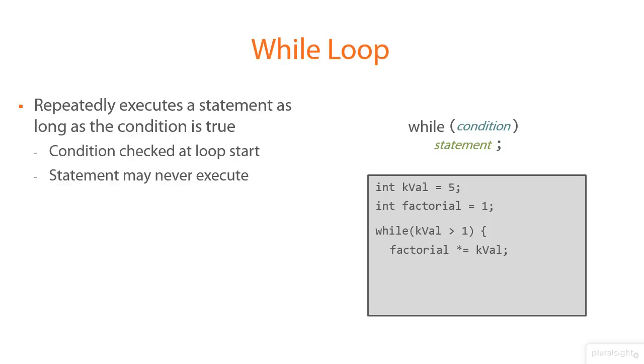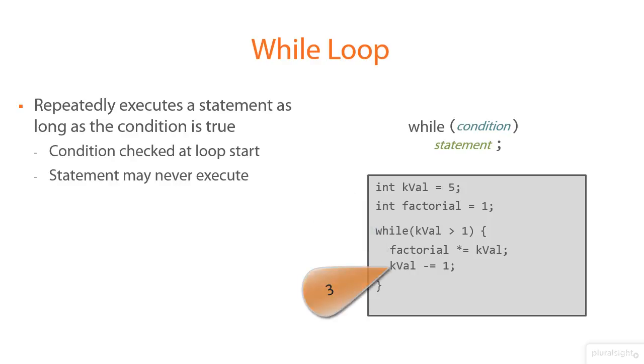So the first time into this loop, factorial is 1, kval is 5, so factorial becomes 5, 5 times 1. Then we reduce kval by 1, kval minus equals 1, making kval 4 now. It goes back up to the while statement. So now it checks 4 is greater than 1. We do the factorial times kval, so now that's 5 times 4 is 20. Kval becomes 3. We go back to the loop.